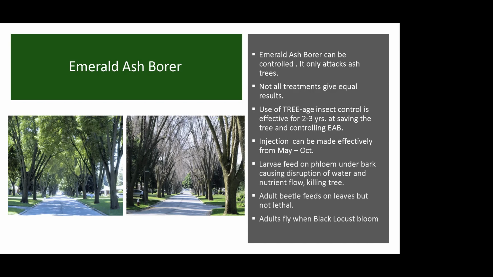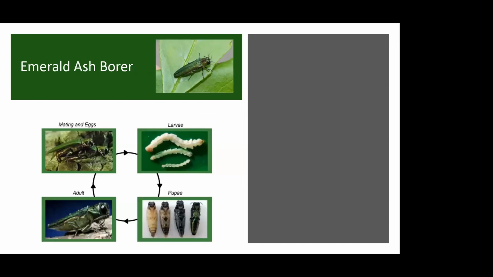The larvae feed on the phloem under the bark. They cause disruption of the water and the nutrient flow, much as I described most larva borers do. The adults feed on the leaves, but it's generally not lethal. And the adults fly typically when black locusts are in bloom. So if you have black locusts in your community, that's when the adults are flying to lay new eggs on new trees in your area.